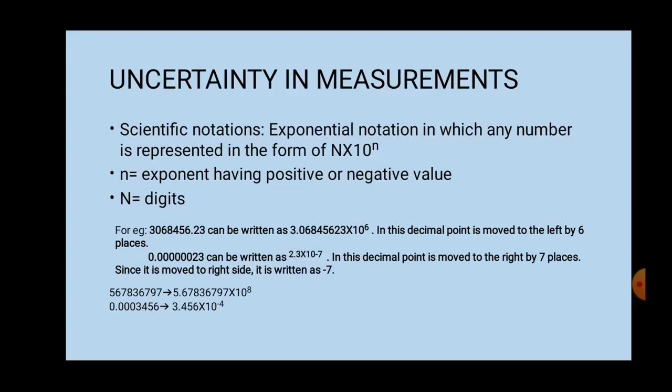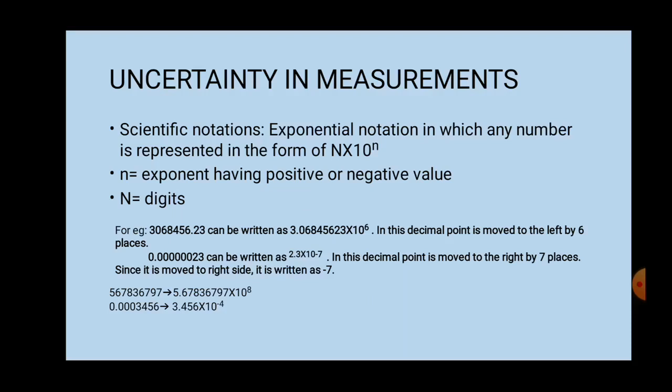That is, see the decimal point. Okay, that decimal point is shifted to the right side. Okay, so it is written as 2.3 into 10 to the power minus 7. Now that means the decimal point is moved or shifted to the right by 7 places. Since it is shifted to right side, it is written as minus 7.